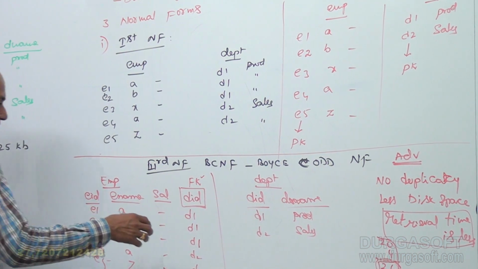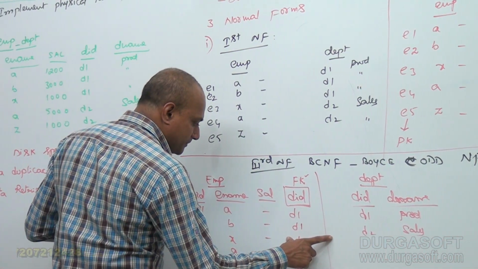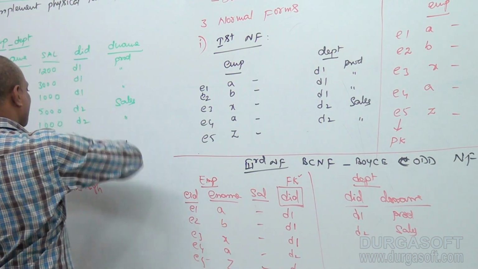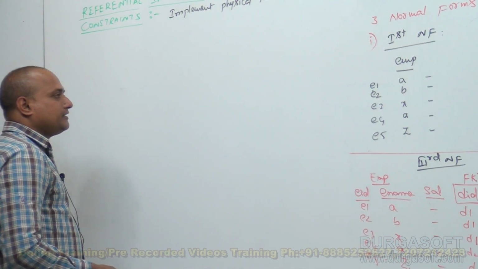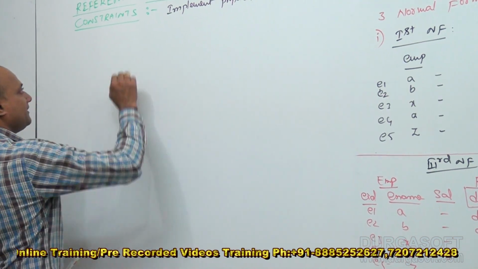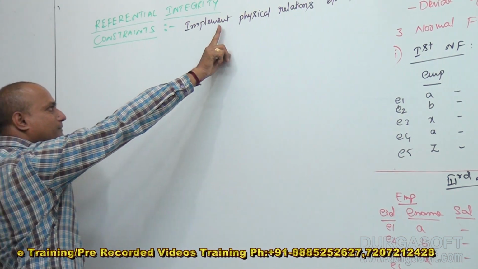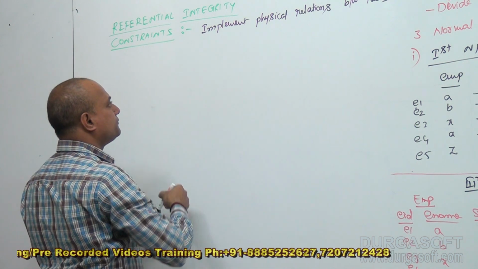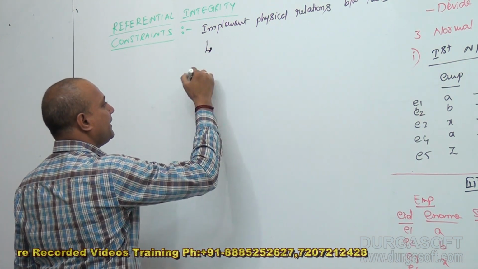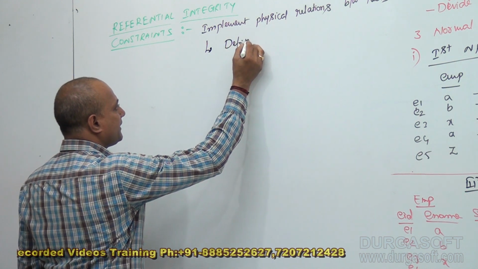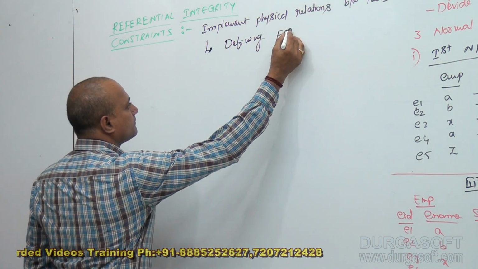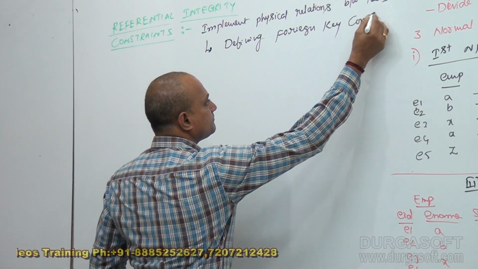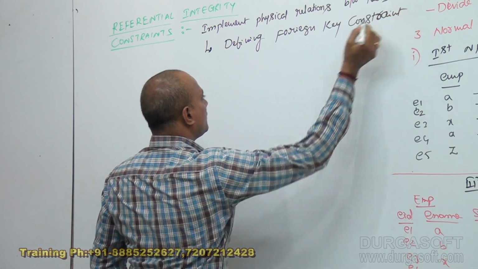Here I am saying you define foreign key column in EMP table. How can I define this? By using integrity constraint. See how to define physical relation between tables by using integrity constraints. Implementing physical relationship is nothing but defining foreign key constraint on a column in a table.